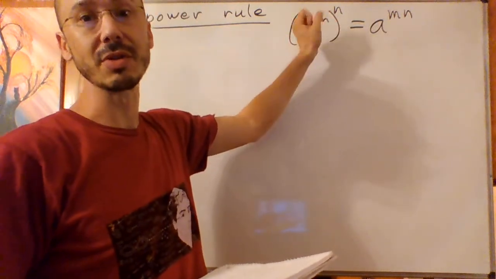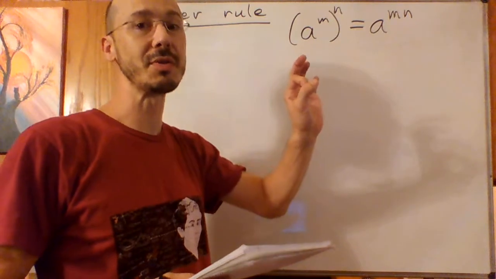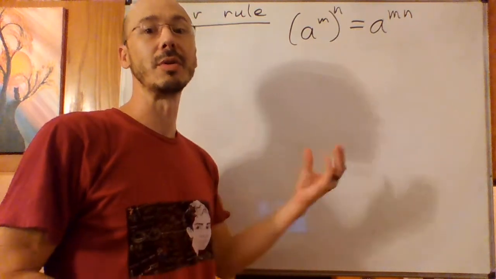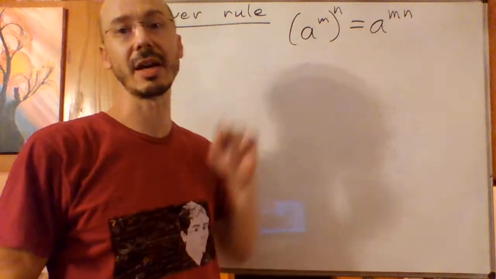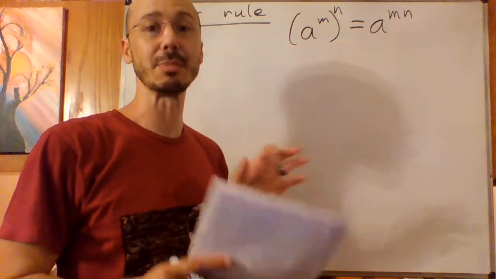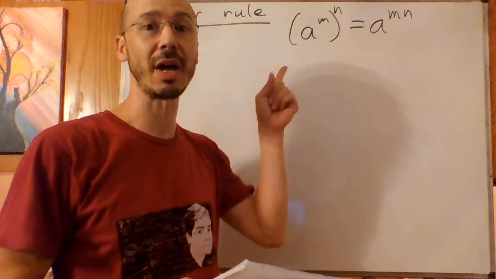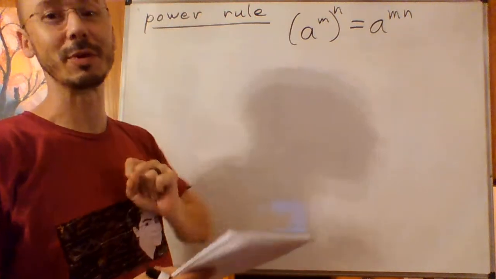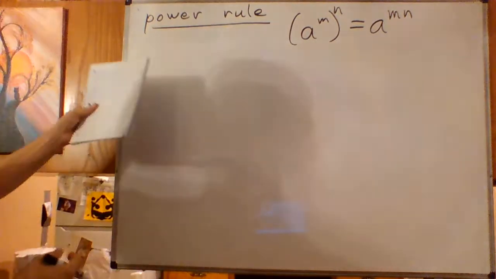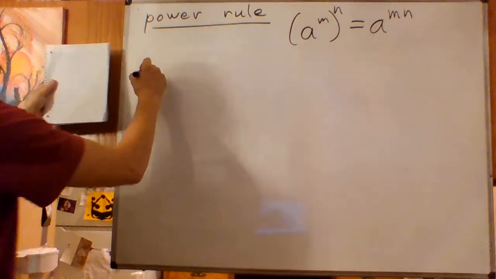You multiply those two. That can be a little bit confusing. The product rule, you add the exponents. The power rule, you multiply the exponents. It is potentially confusing because you add for the product rule, but you multiply for the power rule. Here's a couple examples of this.